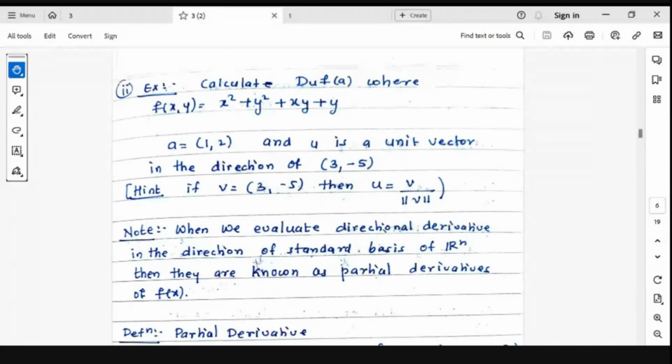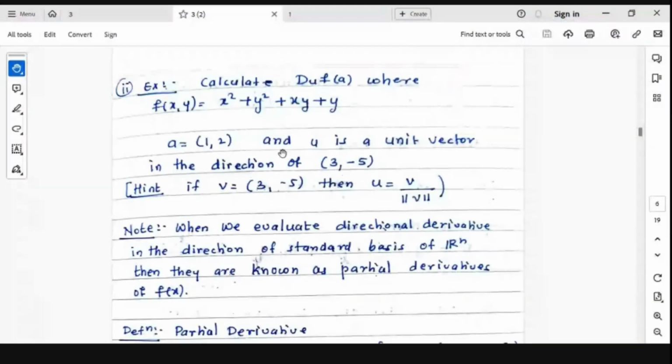So now we'll take the second example. As our friend has asked correctly, why we need a unit vector. I have a function f of x comma y given by x square plus y square plus xy plus y, and I'm going to calculate the directional derivative of this at a point a in the direction of u. My point a is 1, 2, and u is a unit vector in the direction of 3, -5. Now, I never said u is the vector 3, -5. I said it's a unit vector in the direction of 3, -5.